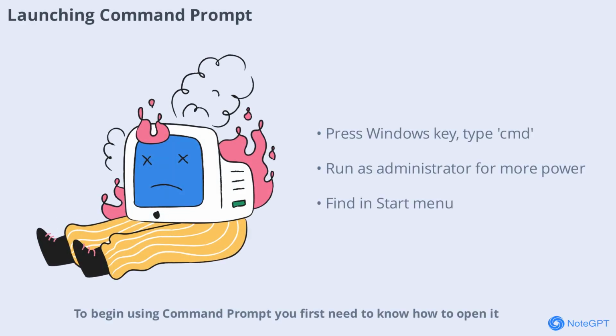To begin using Command Prompt, you first need to know how to open it. On any Windows machine, you can simply press the Windows key, type CMD, and hit Enter. Alternatively, you can find it in the Start menu under Windows System. For tasks that require administrative privileges, right-click and choose Run as Administrator. This gives you more control and access to system-level commands. Opening Command Prompt is your gateway to a world of possibilities, from simple file management to advanced troubleshooting.